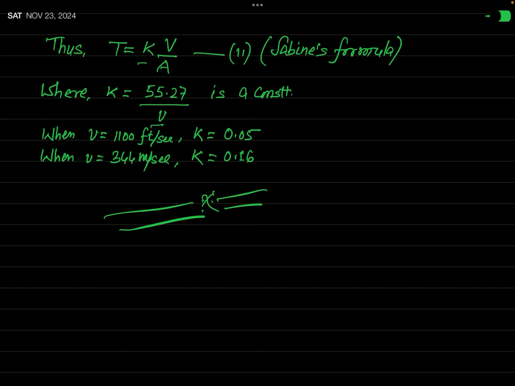Now, if you take the velocity of sound in air in foot per second as 1100 foot per second, then you will obtain the value of k as 0.05. And if you take in SI unit the velocity v, which is 344 meter per second, then you will get k equal to 0.16. So in that condition, you can write T equal to 0.05 V over A, and in this condition, T equal to 0.16 V over A. These are simply Sabine's formula or Sabine's law. So I think now the idea regarding the acoustics of buildings, particularly this Sabine's formula, is very clear to you. Thank you very much.